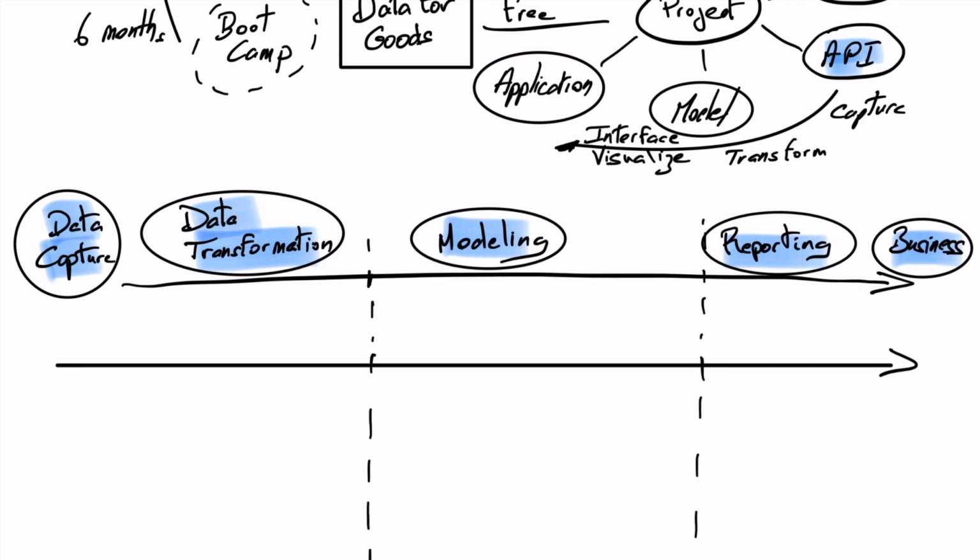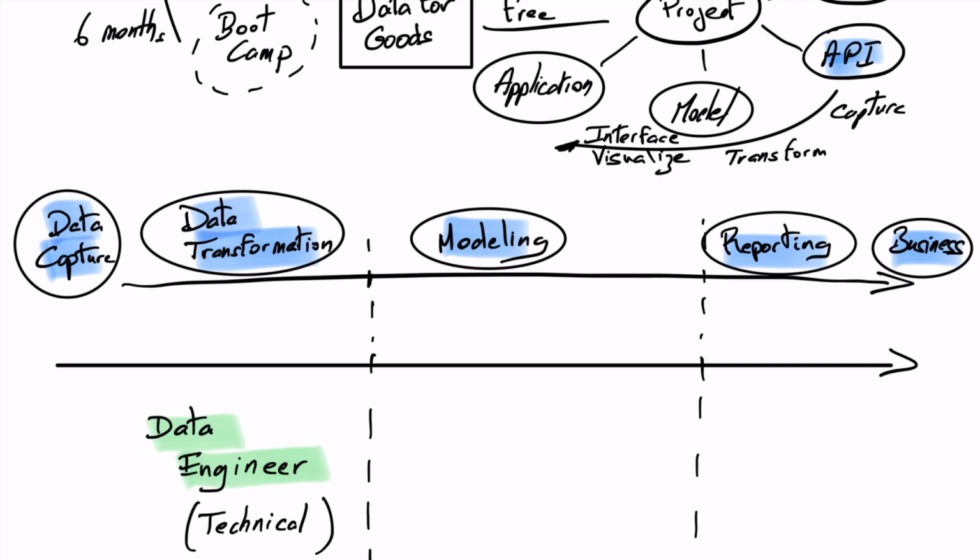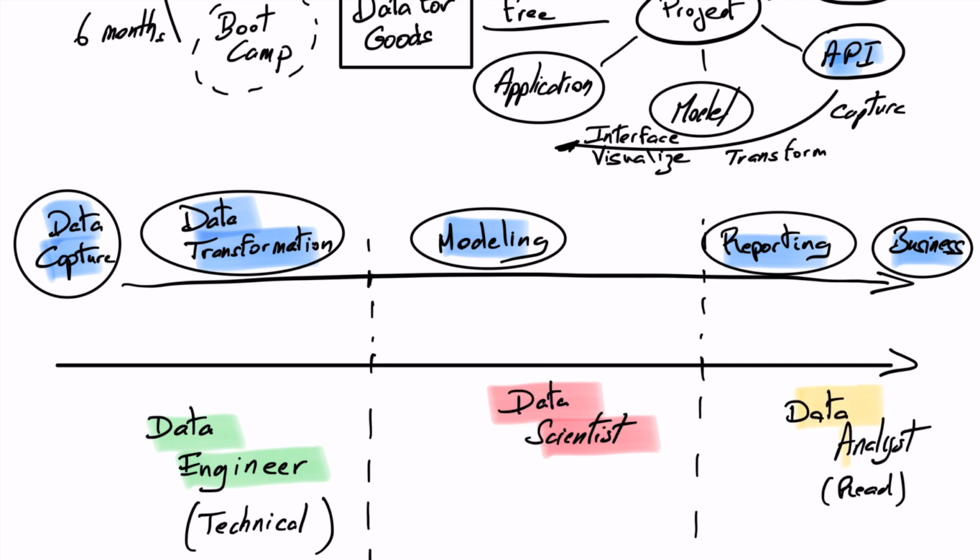Each step is associated with different data specialist roles. Data capture and transformation are the main job of the data engineer. Data scientists are responsible for the data modeling, and the data analyst extracts reports for the business.